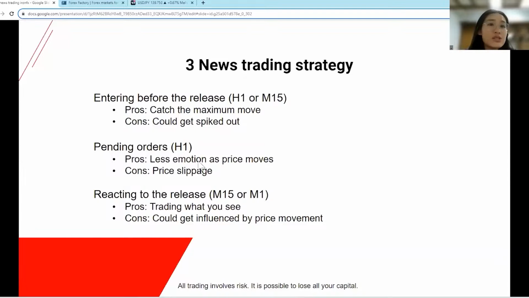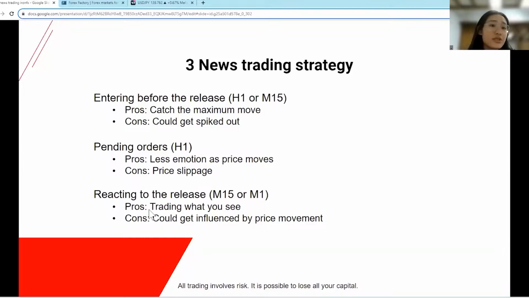Next, pending orders. Here you're looking at the H1 time frame. Pros, there's less emotion as price moves, so you won't be so anxious at the time of the release. Cons is that there could be a price slippage.